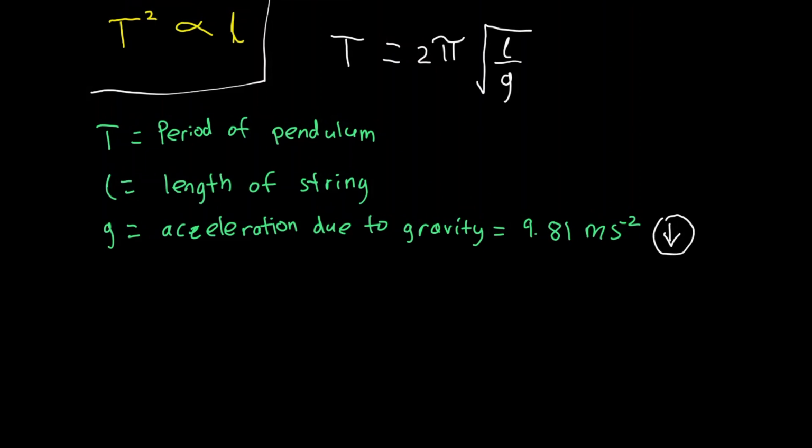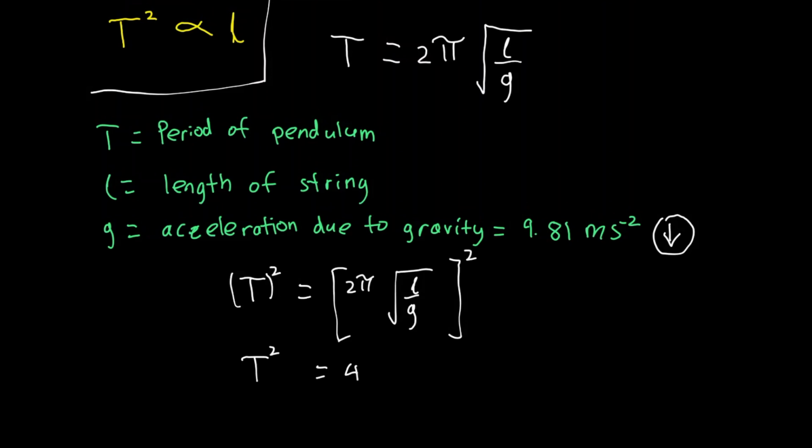Okay, now we've established what our constants and variables mean. Let's try to prove that T squared is directly proportional to L. So first let's get rid of this square root sign. And how do we do this? Well, we square both sides. So squaring both sides, we have T squared is equal to 2 pi under root L over g, and this is squared as well. Now simplifying, we get T squared is equal to 4 pi squared L over g.